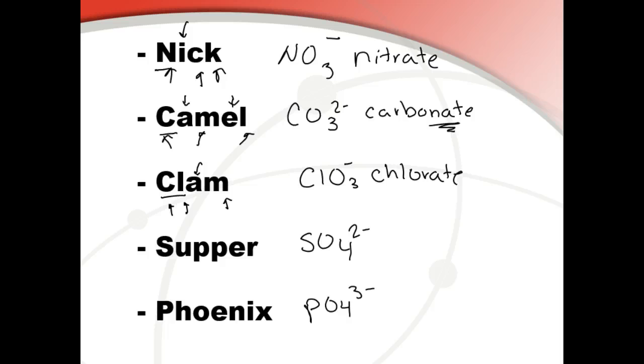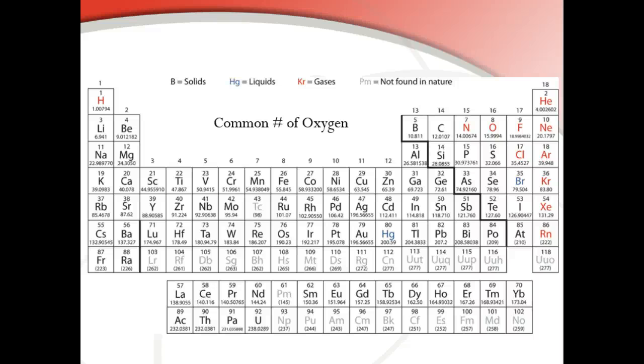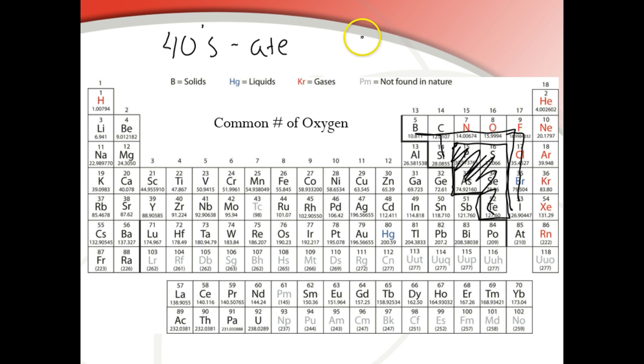Well, the nice thing is that we can figure out what the ATE ending is based on another trick called the common number of oxygen rule. Now the common number of oxygen rule says that in this box, these guys right here all have 4 oxygens in their ATE ending. Everything else in this little border has 3 oxygens in the ATE ending.